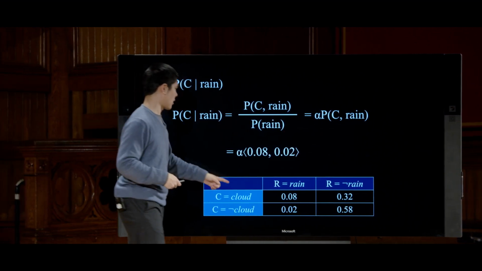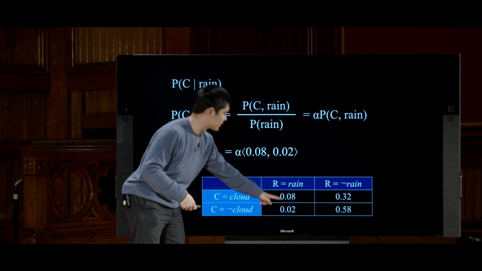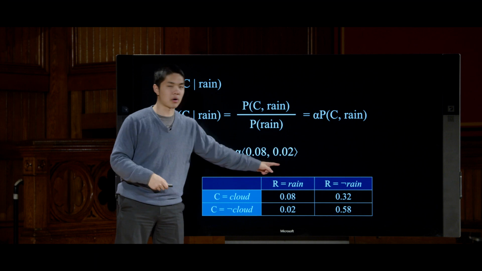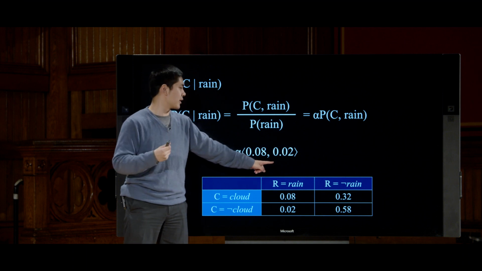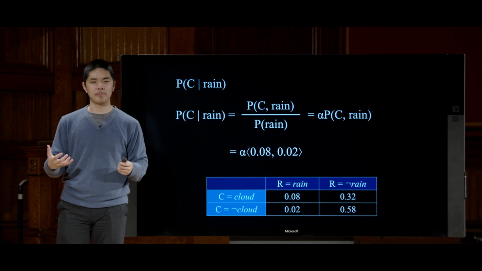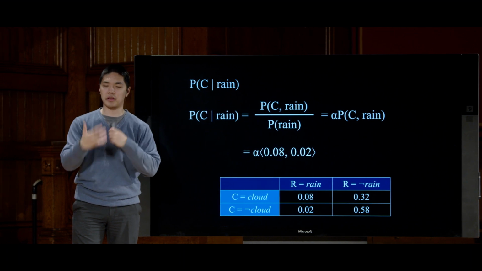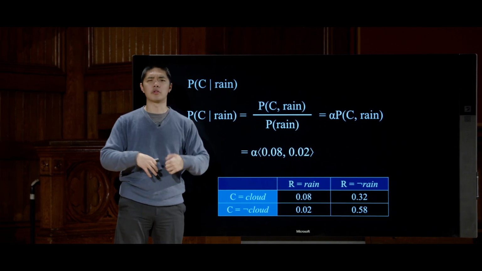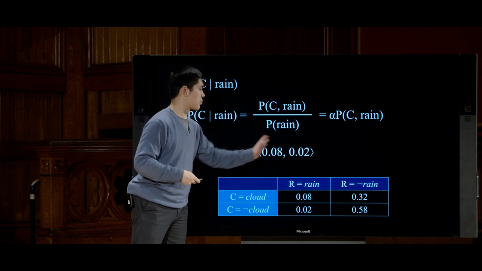And so how do we figure this out? Well, this is going to be the probability that it is cloudy and rainy, which is 0.08, and the probability that it's not cloudy and rainy, which is 0.02. And so we get alpha times this probability distribution. 0.08 is clouds and rain. 0.02 is not cloudy and rain. But of course, 0.08 and 0.02 don't sum up to the number 1. And we know that in a probability distribution, if you consider all of the possible values, they must sum up to a probability of 1. And so we know that we just need to figure out some constant to normalize, so to speak, these values, something we can multiply or divide by to get it so that all these probabilities sum up to 1.